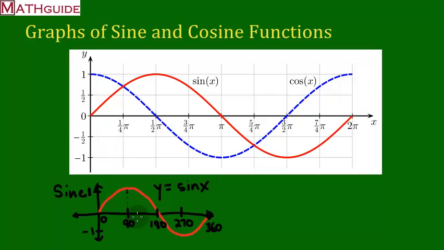Okay, so just a few things you have to look at. The period, again, is the length of one pattern. So you can see it goes from 0 to 360. We would say that it has a period of 360 degrees, but the amplitude is 1.